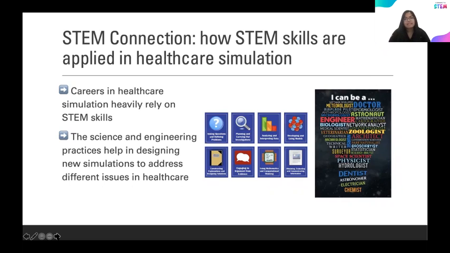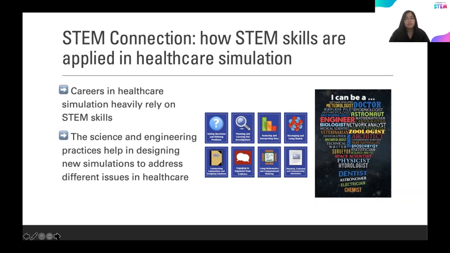Now, how are STEM skills applied in healthcare simulation? I would say that careers in healthcare simulation heavily rely on STEM skills, as with a lot of other fields. Like for me personally, my background is in physiology and chemistry, and I use STEM concepts daily here in what I do, whether it's making synthetic models or operating a computer patient simulator.